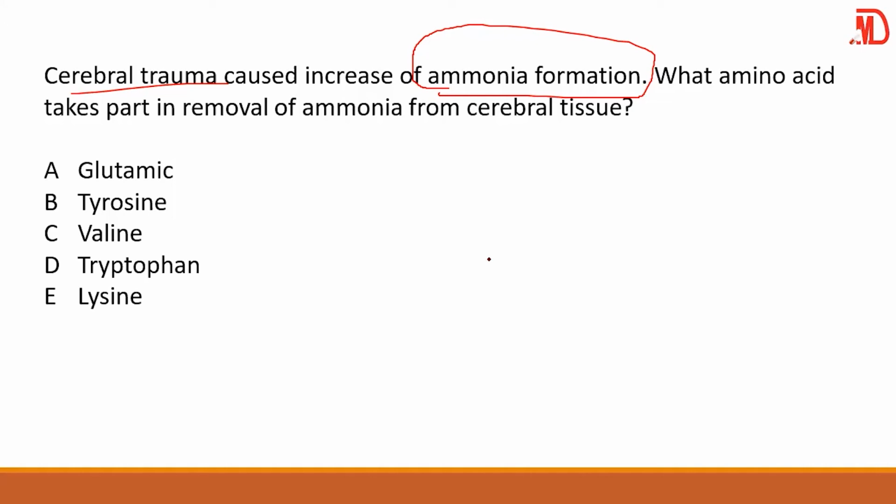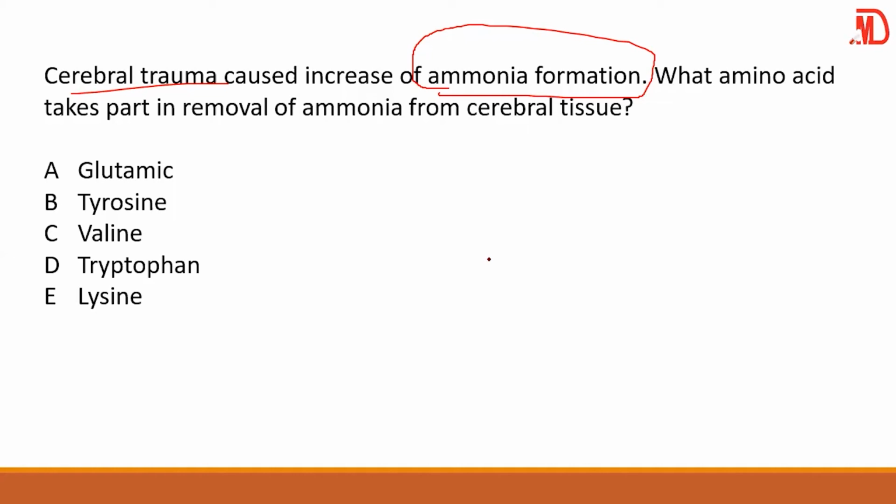Good. Now again, how does the brain also deal with it? So the question now is, what amino acid takes part in the removal of this ammonia? What amino acid is involved in the removal of this ammonia? Of course, we're looking at the glutamic acid. The glutamic acid.